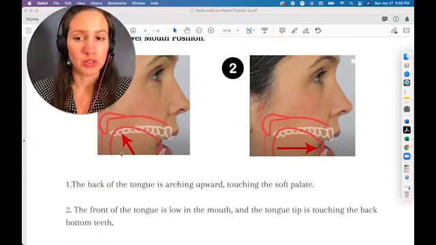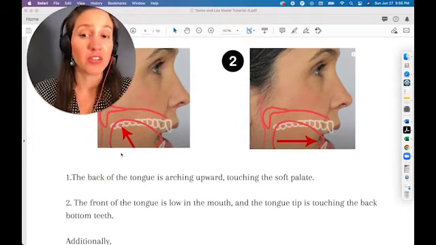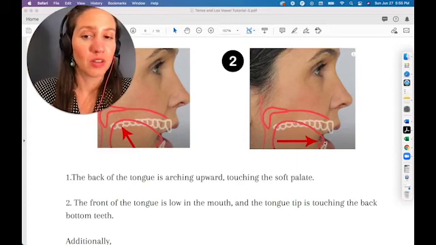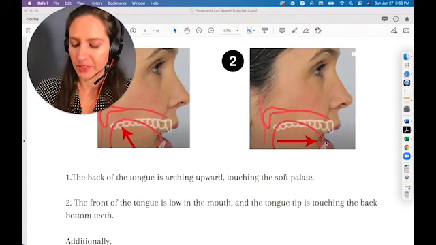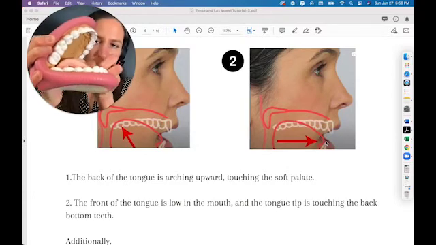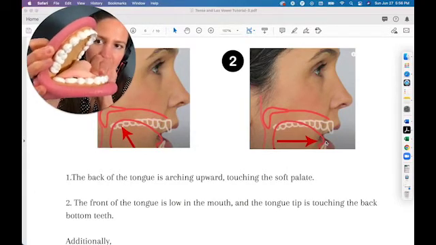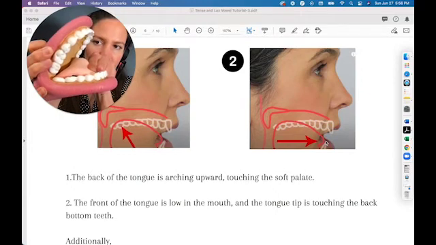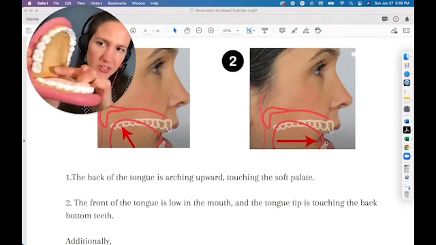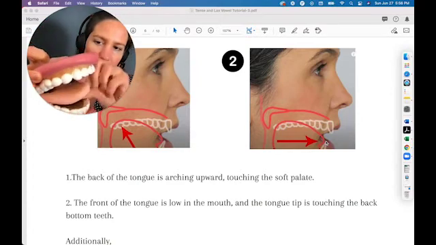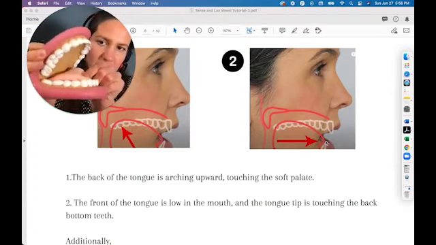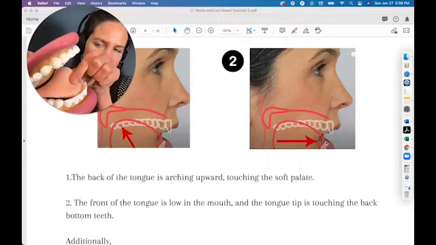Number 2. The front of the tongue is low in the mouth, and the tongue tip is touching the back of the bottom teeth. So the tongue is going to be arched, and the back of the tongue is touching that soft palate area back here. And the front of the tongue is touching the inside of the bottom teeth.